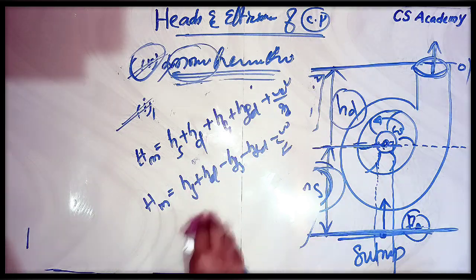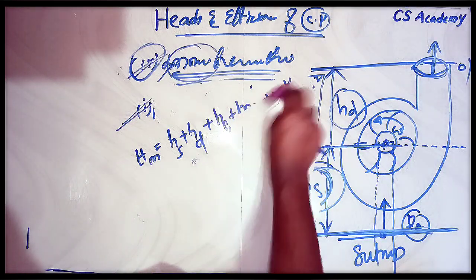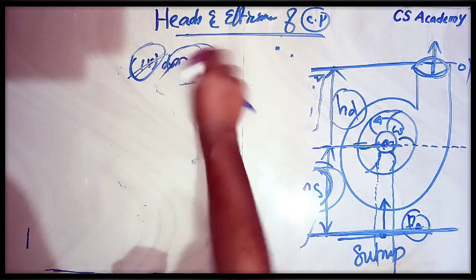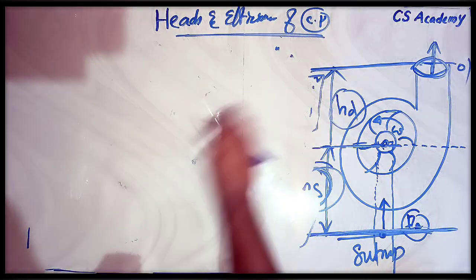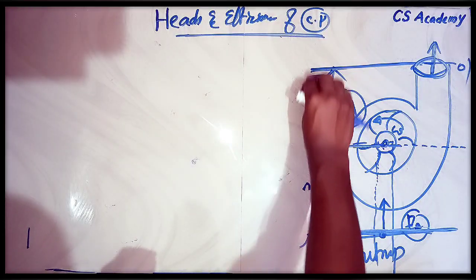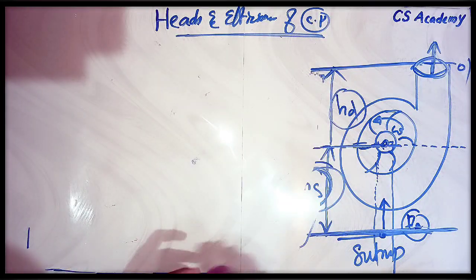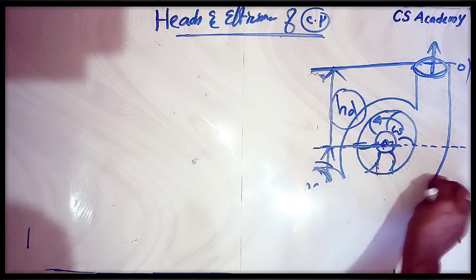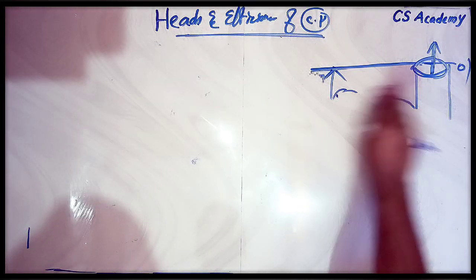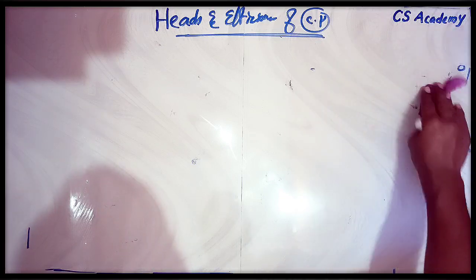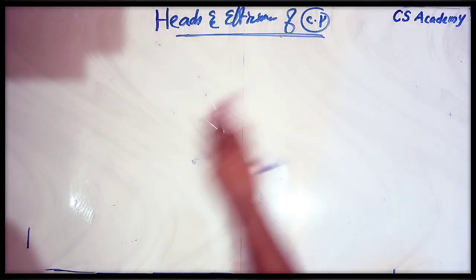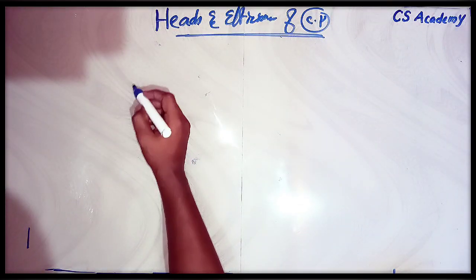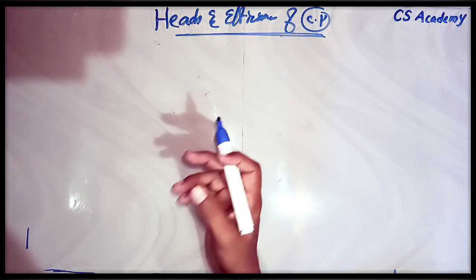The next one is efficiencies, after all the types of heads. To understand the efficiencies, I will tell you one simple trick. You don't need to learn anything by heart. There is one simple technique here. If you follow the technique, you will easily remember these things. No need to memorize these formulas.